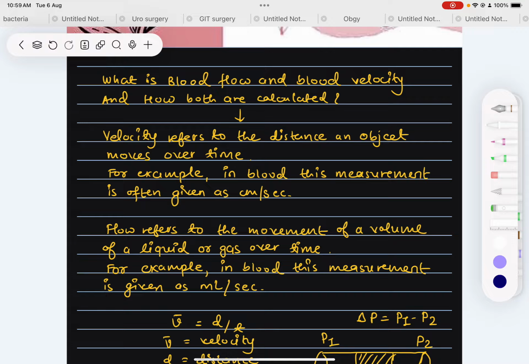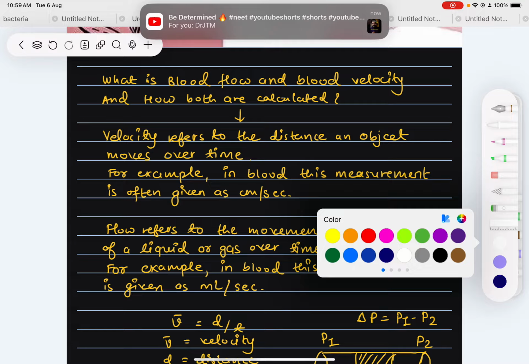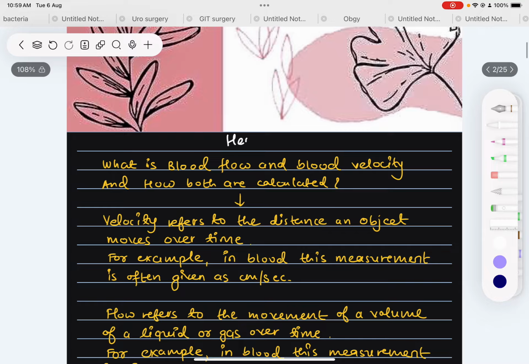Hey guys, so in this video we are going to talk about the CVS physiology, that is part 2. In this video we are going to cover the hemodynamics part. This is the most conceptual part of the CVS as it involves some physics and all the principles related to fluid dynamics.